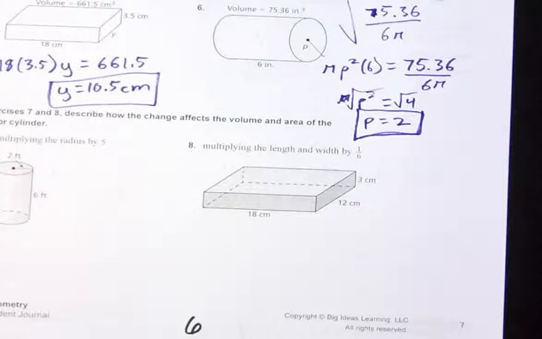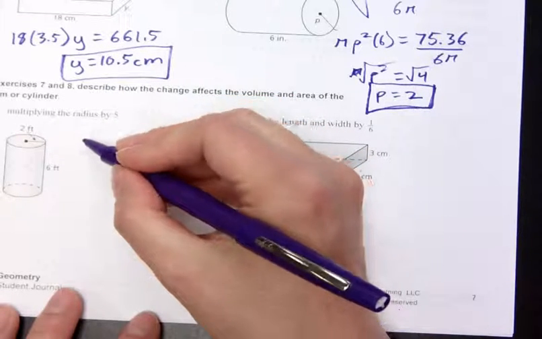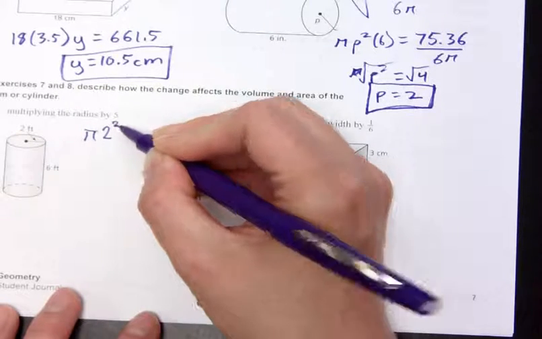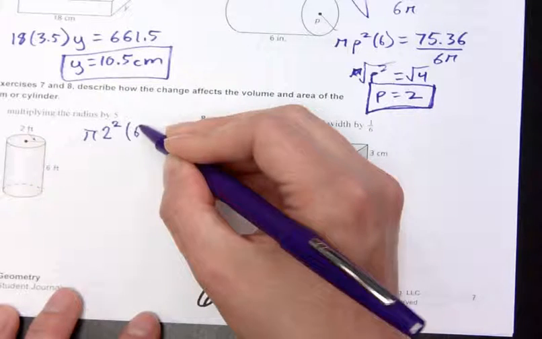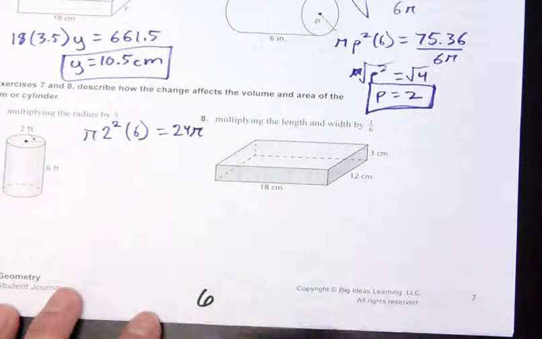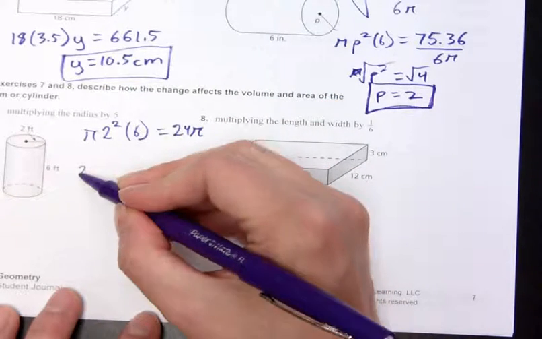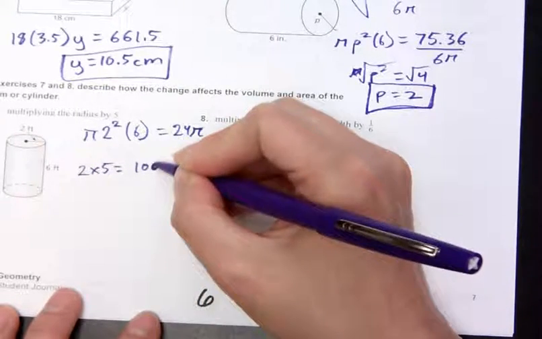Alright, are you guys ready for the next one? Okay, so Claire, how did you do the next one? So I did the original thing, and it's 2, and then you put 2 in the corner. I did 2 squared, and that was 4, and then 4 times 6, which is 24. So it's 24 pi. But if you multiply the radius by 5, then it goes to pi 600, and then I just did 600 divided by 24, so it's 25 times bigger.